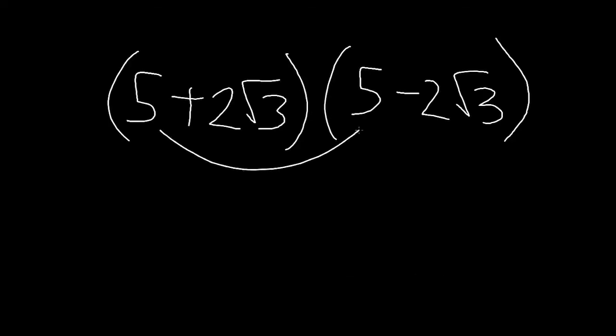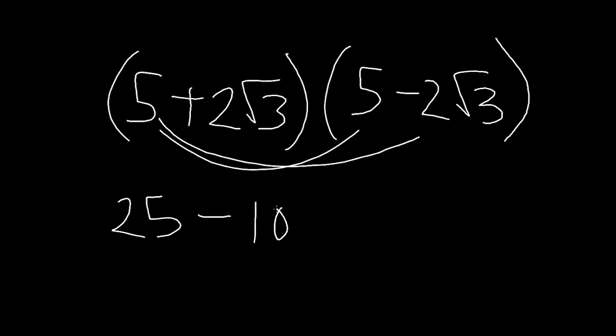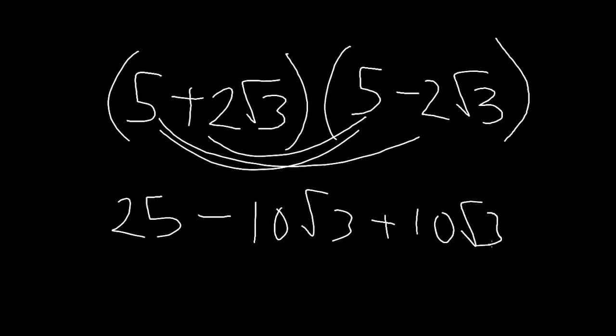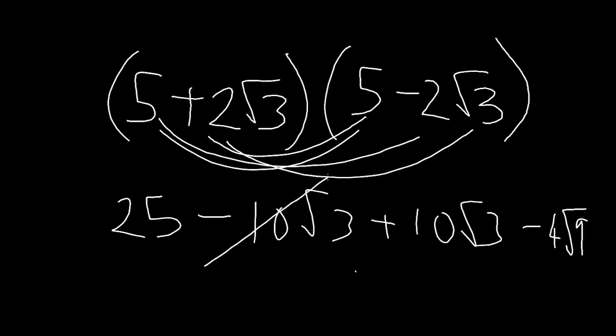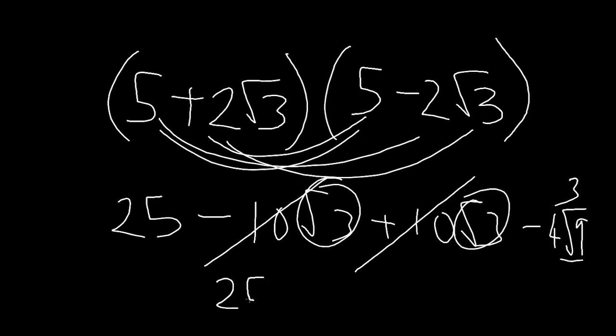So if I go ahead and do this, I get 25 for my first one, I get minus 10 root 3, and I get plus 10 root 3, and then over here I get minus 4 root 9. So as you can see, these two middle ones will cancel out, and that'll get rid of 2 irrational numbers there. And what am I left with over here? Root 9, which is going to be the same thing as 3. So I end up with 25 minus 12, which is going to be 13 on the bottom as my new denominator.